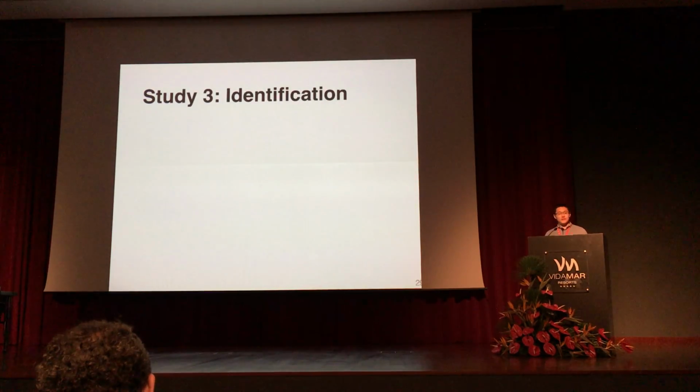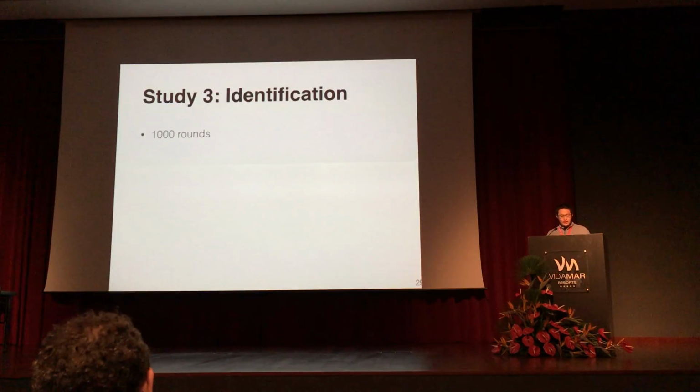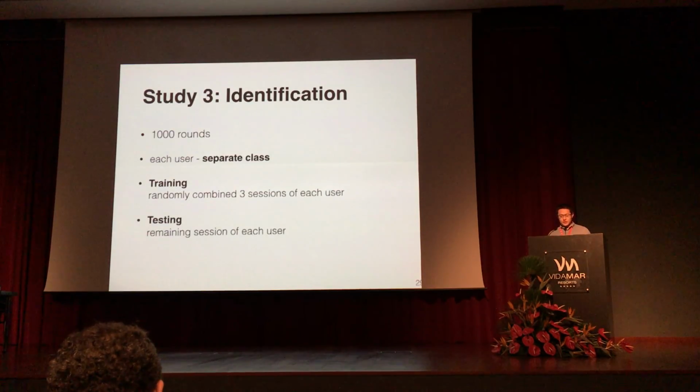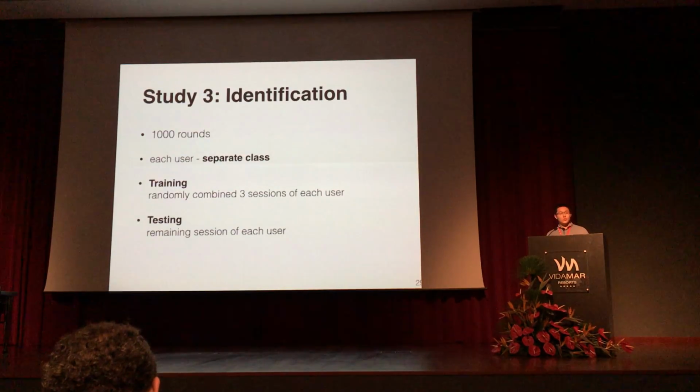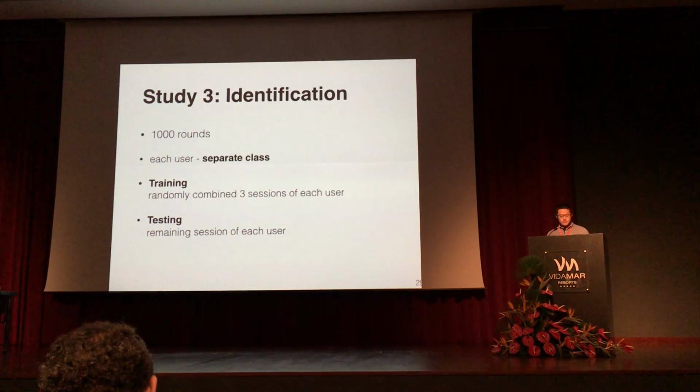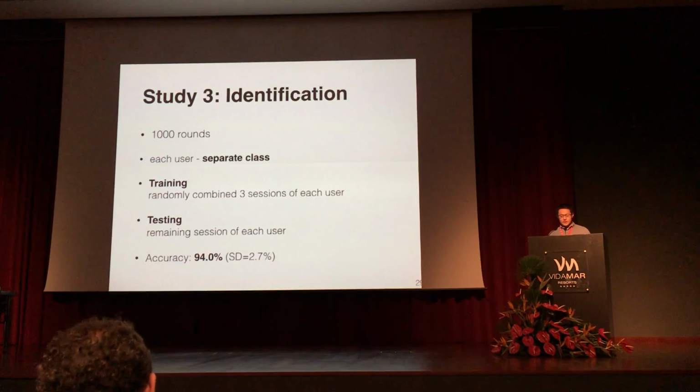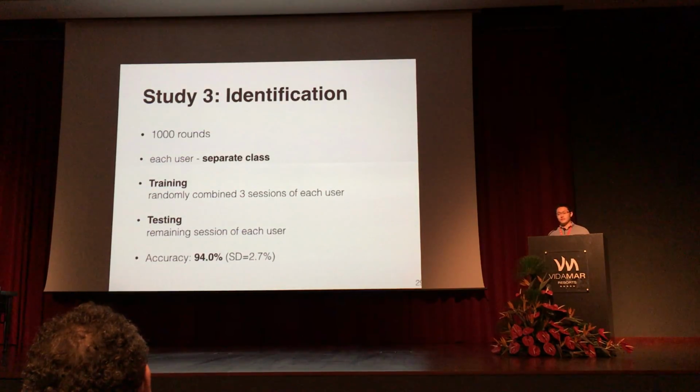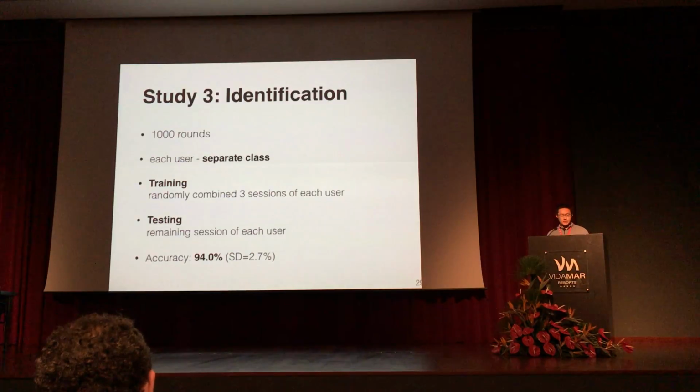To evaluate identification accuracies, we ran another 1,000 rounds of classification simulation. In each round, we assigned each participant to a separate class, and then we randomly combined 3 out of the 4 sessions of each user to form the training set and tested it on the remaining session. Overall, our technique achieved an identification accuracy of 94% for 20 users.